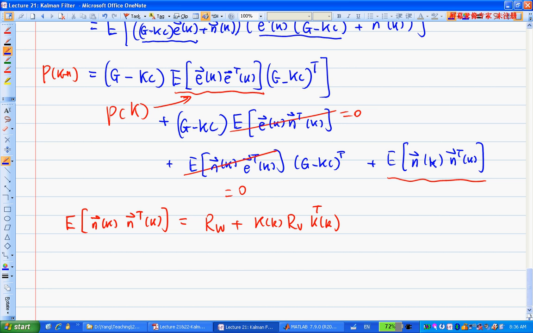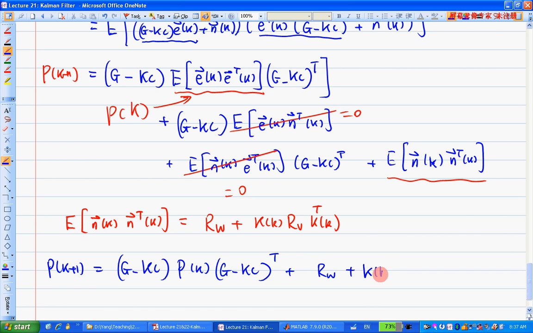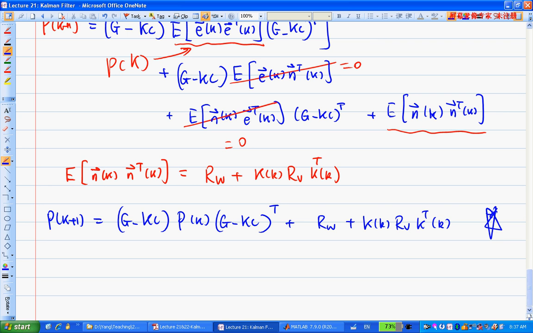Okay, so now let's sort this thing out. What do we get for this P of k plus 1 here? P of k plus 1 will equal to G minus K C times P of k, then G minus K C transpose. This K is the K here, so I just neglected the bracket k in it, right? Then plus this term, R_W plus K R_V K transpose. Okay, there we go. So this is the covariance matrix P, and that's the relationship between your P and the Kalman filter gain K.